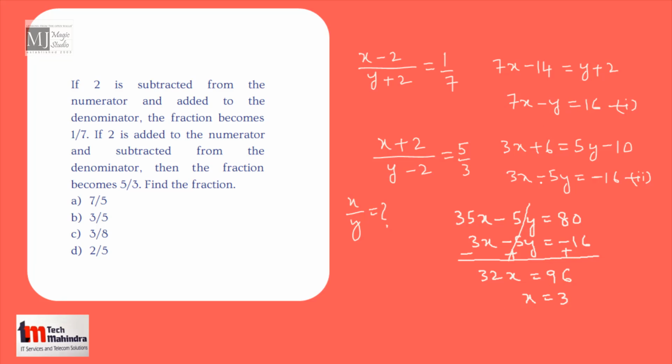Now let me substitute in one of these, maybe in the first one itself. 7 into 3 is 21 minus y is 16. So y is 21 minus 16, that is 5. So I have x and y. So x upon y should be equal to 3 by 5. Do we have the option? Yes, option B is there. Option B should be the answer.